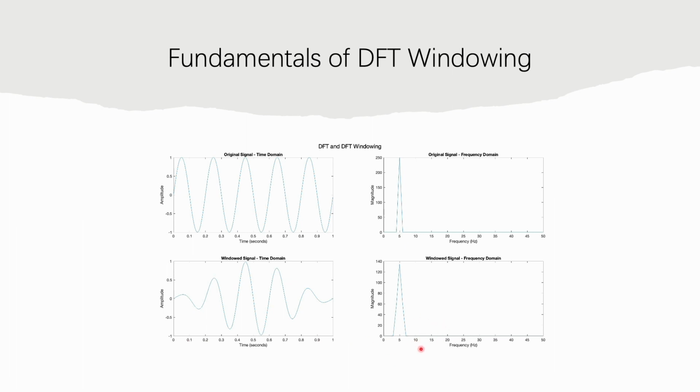Lastly, the fourth plot shows the frequency domain of our windowed signal. Observe the reduction in spectral leakage compared to the original DFT. The window function has helped to localize the frequency components, providing a clearer and more accurate representation.